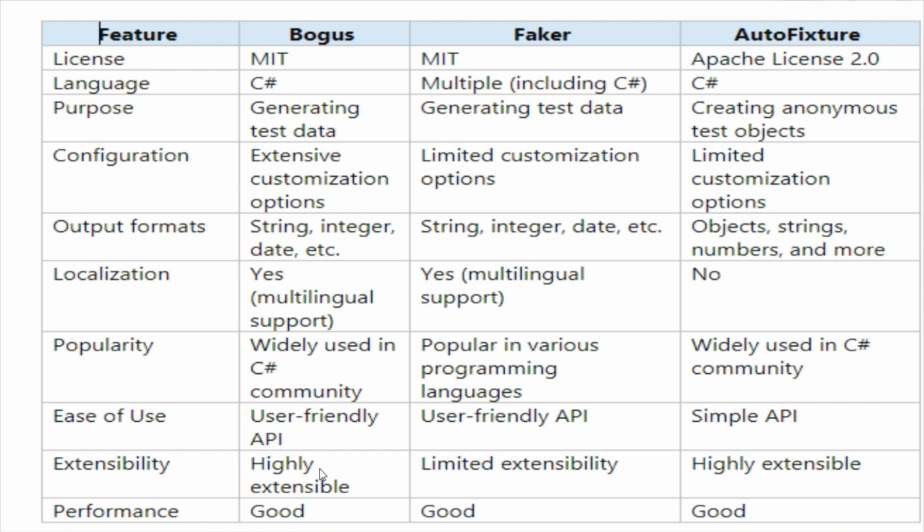The configuration and customization options are very extensive for Bogus, but limited for Faker and AutoFixture, right? Based on this table, you will be able to find out that Bogus is the one which is more preferable and easy to integrate. It also provides realistic data. When we say realistic data, let's say you want a first name, last name, then it generates realistic real-time data. But AutoFixture generates things like name 1 2 3 4 5, which is just a string, but it's not very realistic. So that's why most of the time we prefer to use Bogus or Faker.